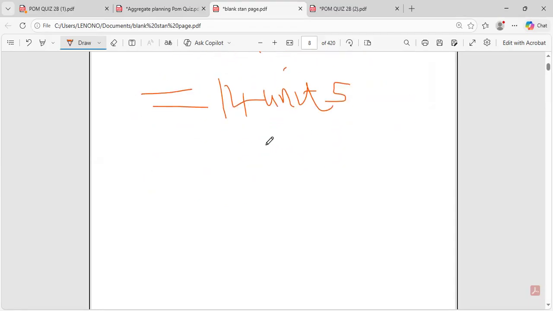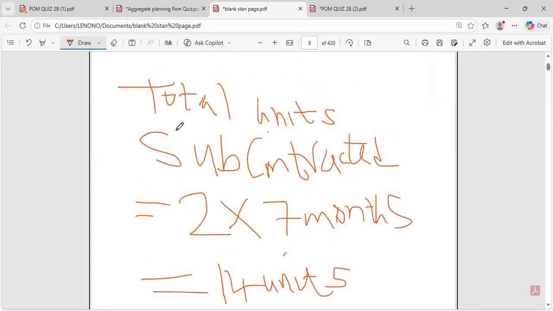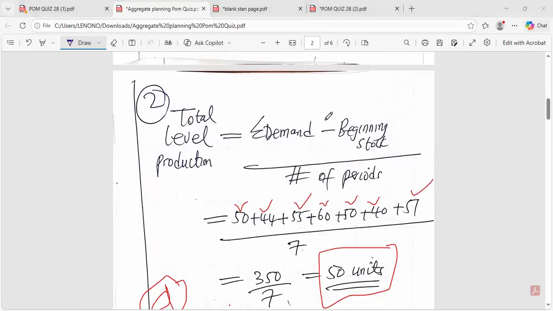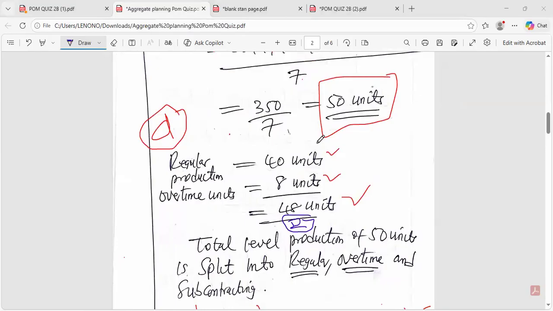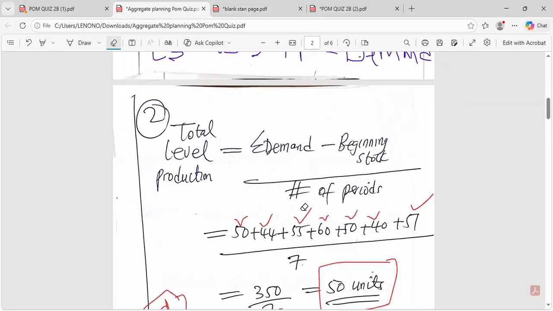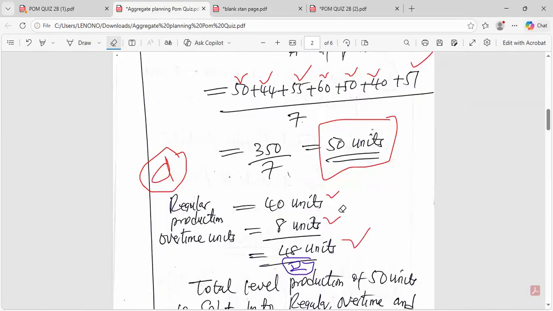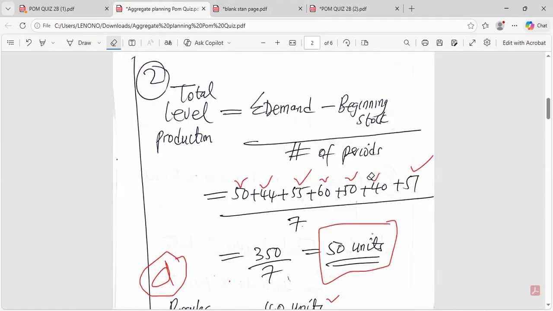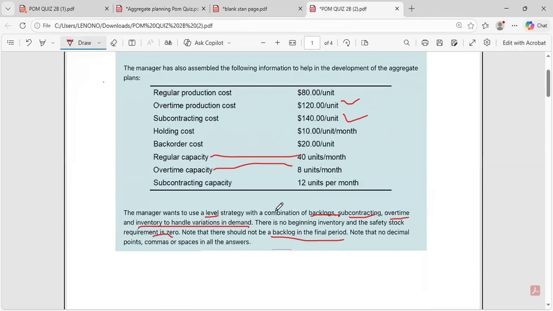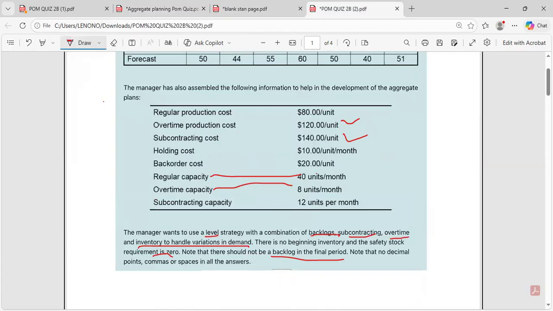Why? It's because a month of regular production was 40 units. That was regular production per month, 40 units per month. So from the breakdown of 50 units, 40 units were for regular production. 8 units were for overtime, because they told us that the capacity for overtime is 8 units.